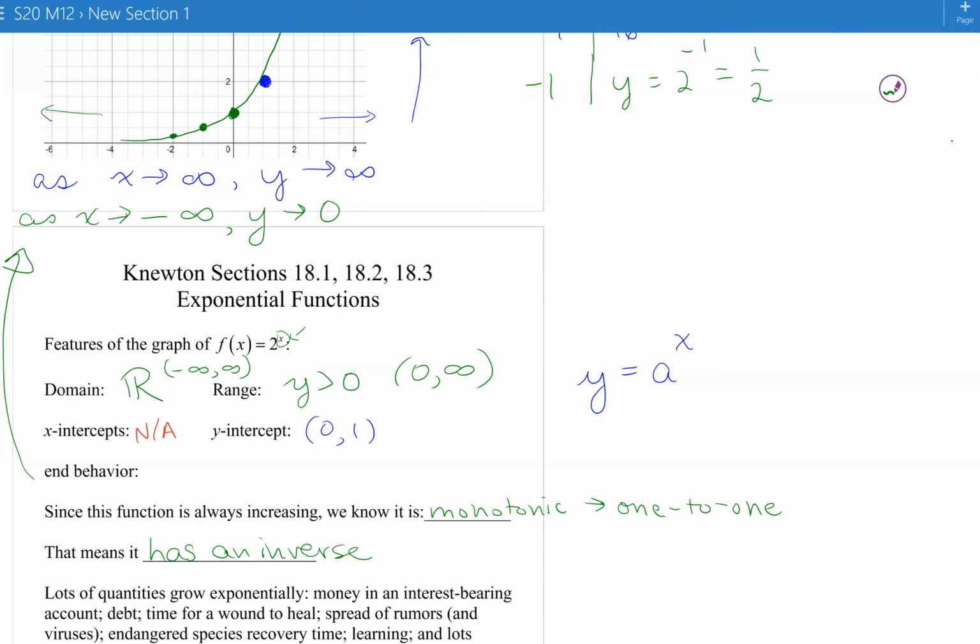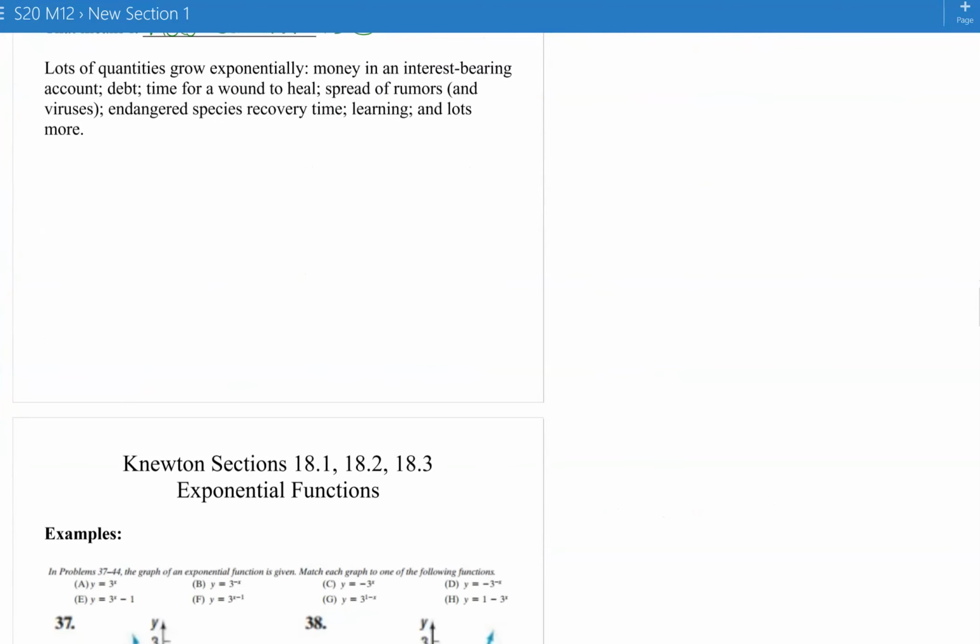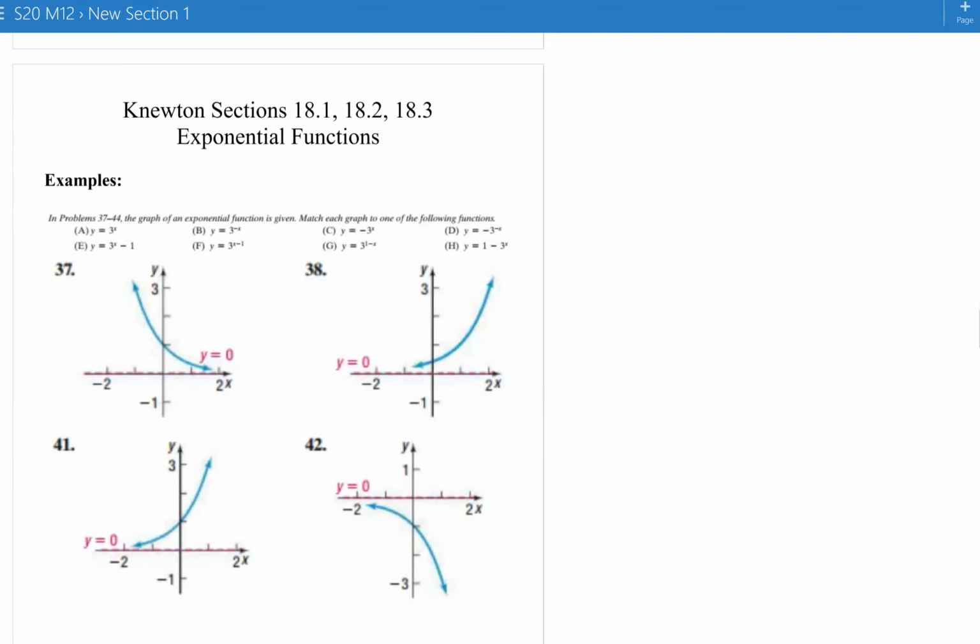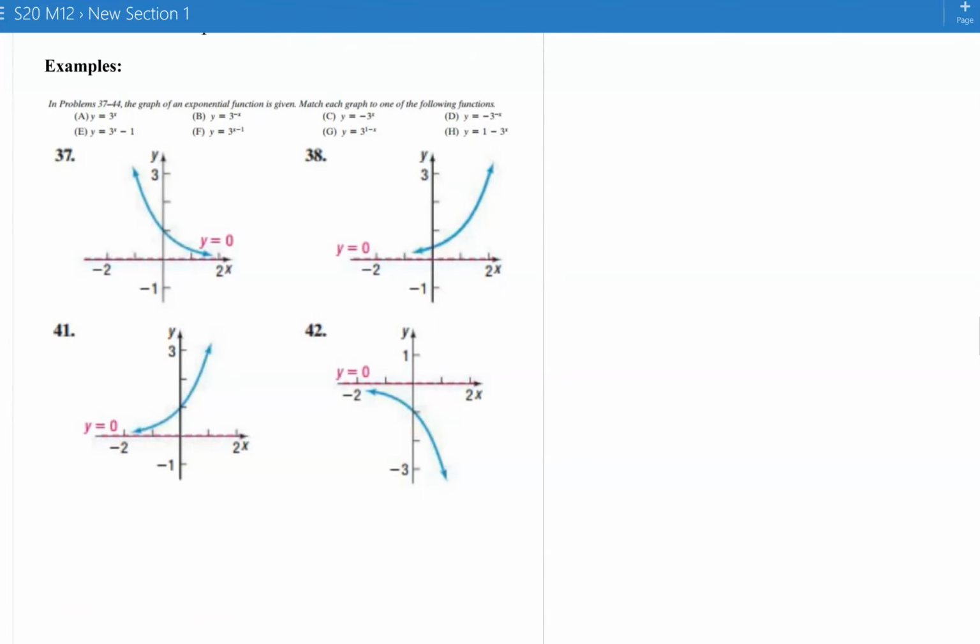So lots and lots of things grow exponentially. We've been watching spread of a virus grow exponentially. Learning happens exponentially and forgetting also. So lots and lots of things are described with exponential functions. So now here are some graphs, and let's look at what we can tell about how they've been transformed from a parent graph. So all of the basic exponential graphs have this same shape.